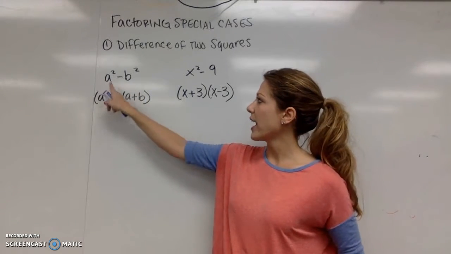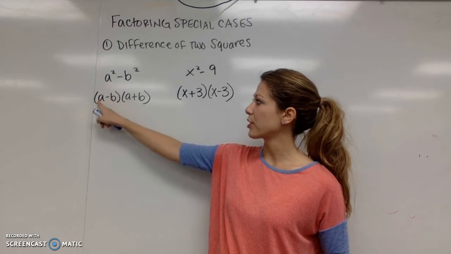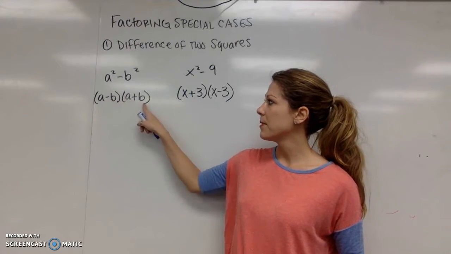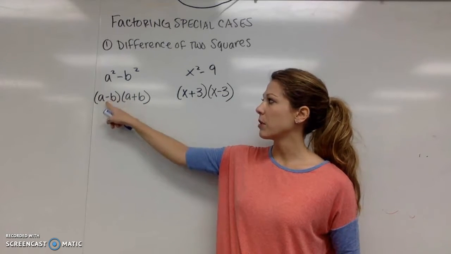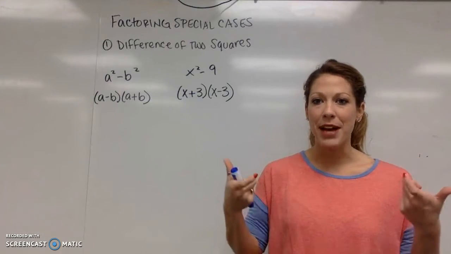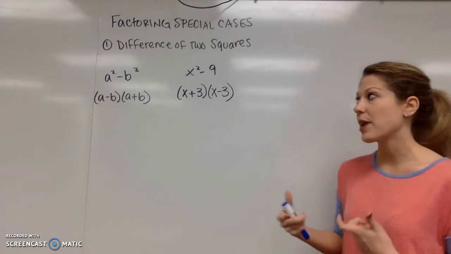We'll have the square root of the first term, and the square root of the last term, and then one will be a positive and one will be a negative. It doesn't matter which one's which, just like the order of the two binomials doesn't matter which way you write them, as long as you have one of each.